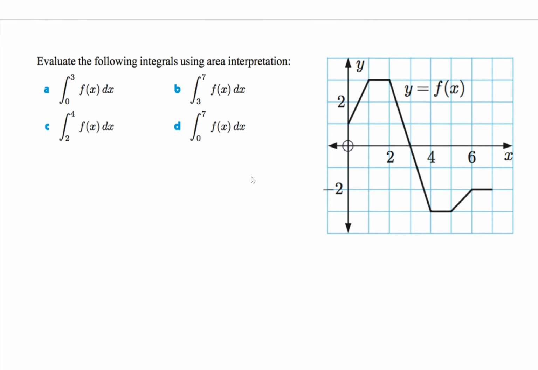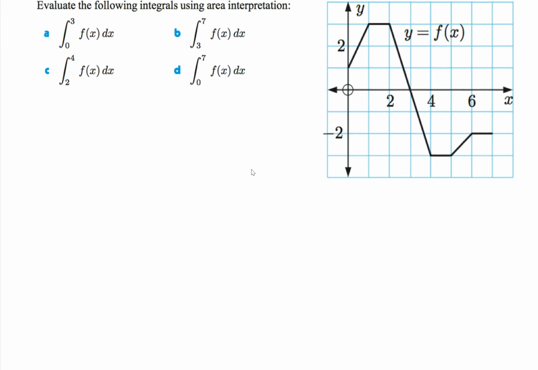Let's go to our last problem here. In this case, they give me the grid. They want me to find the area of these following things. So we'll do the exact same thing we did before. Let's integrate from 0 to 3. So we've got to find the area of all this mess here.